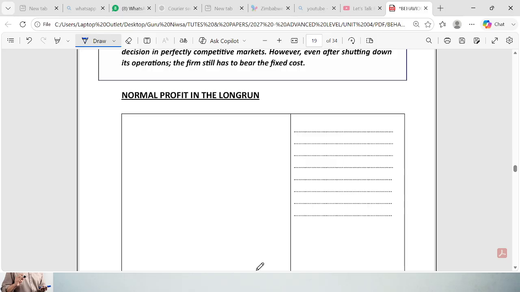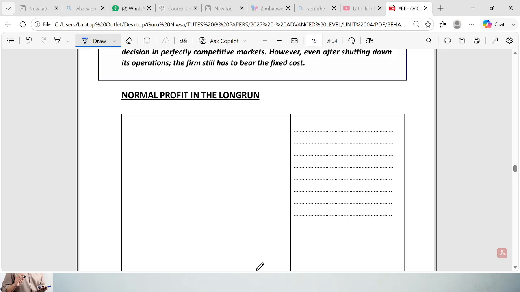In the long run, can we see both costs, variable and fixed, or only one? Only one. What is that? Variable cost. Only variable cost, because all inputs become variable. So in the long run there are not two cost elements. Only variable cost. Total cost equals variable cost.